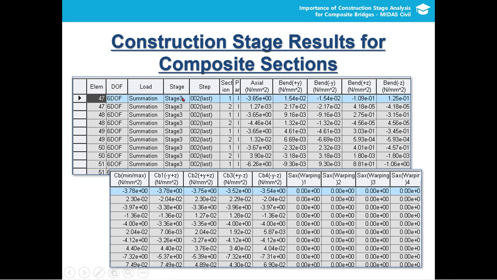Specific results can also be read for composite sections, and we can see for each of the parts, the results can be read differently, and each of the parts have specific points where stresses can be read or forces can be read. That's part one. Part two, that means in the girder or in the deck, we can get separate results like actual bending. And you can get stresses at different locations, at different points of the cross section.